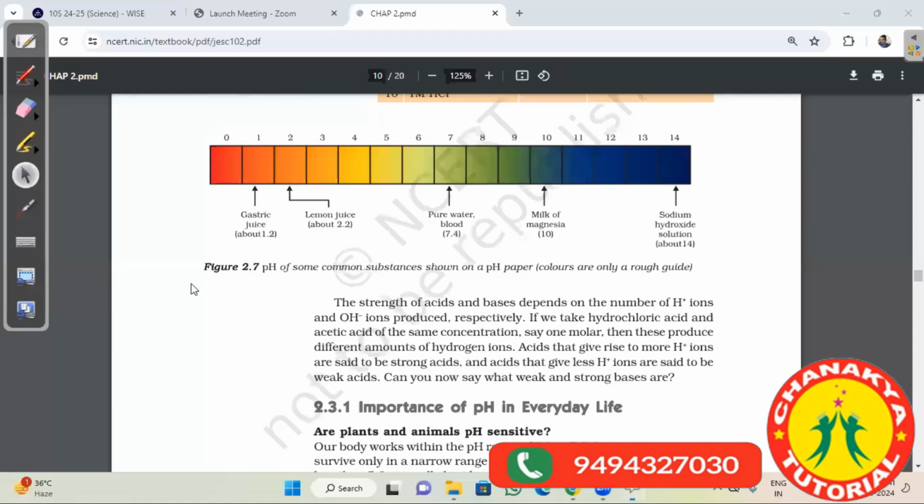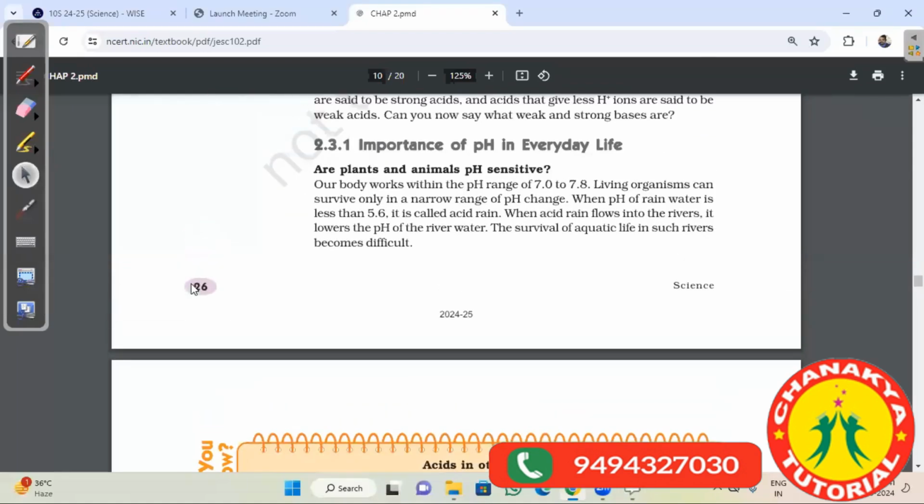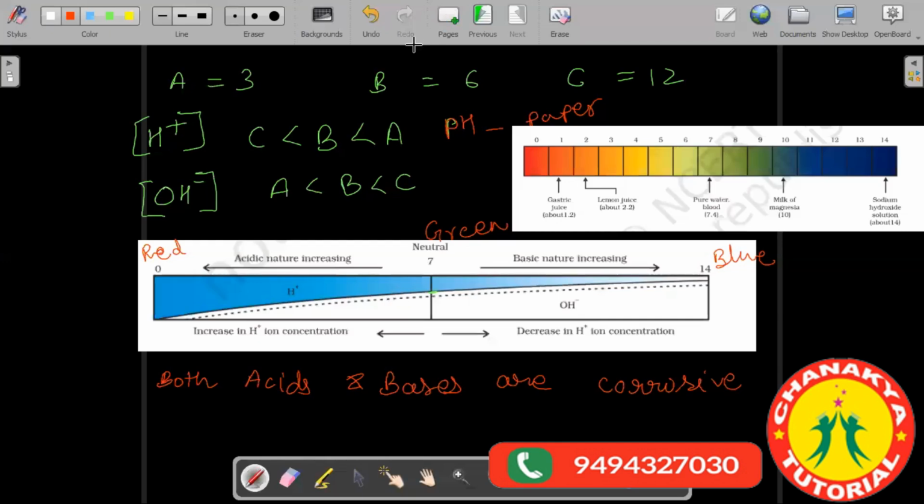Let's see some questions which may follow this pH topic. Now, the importance of pH in everyday life. Why is pH important for us in everyday life? Since the strength of an acid is important, we want to measure how strong the acid is. The strength of the acid will determine the different properties of the substance. So here we have pH in everyday life.